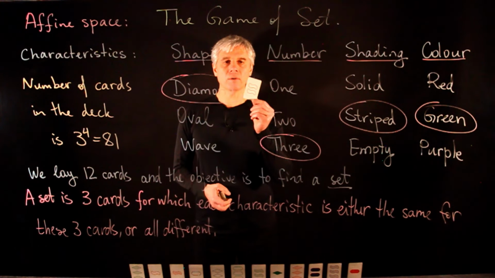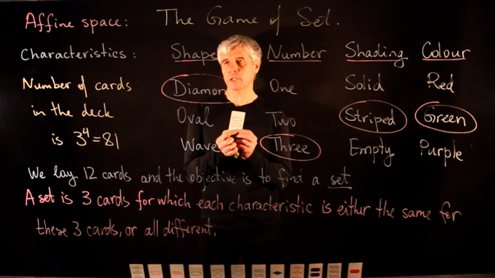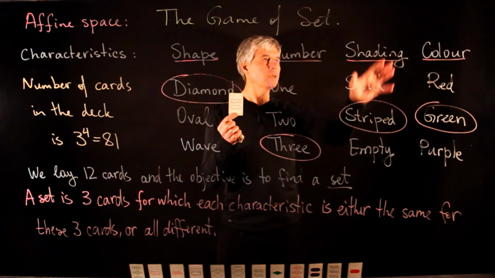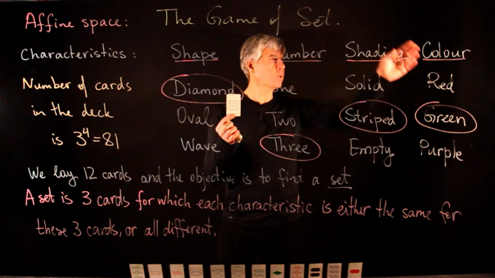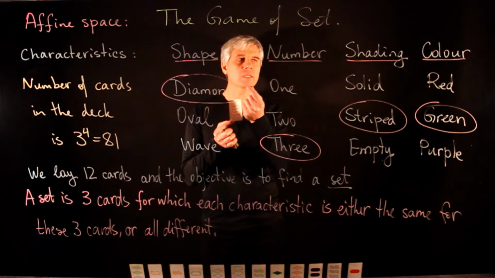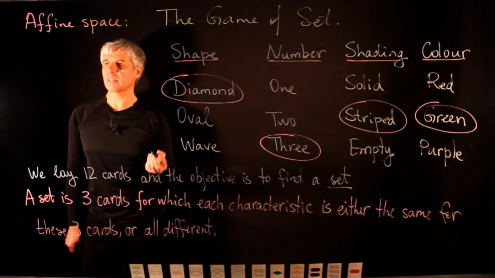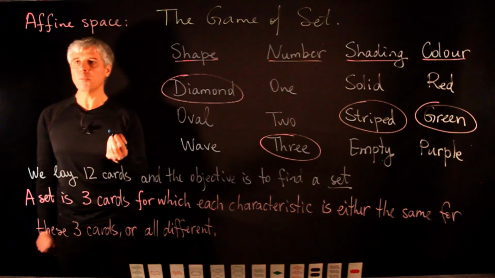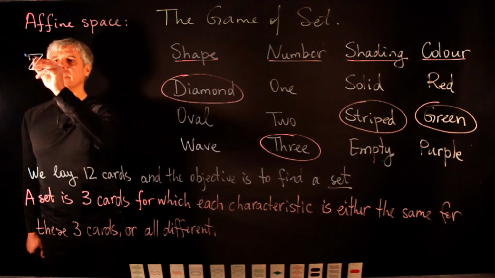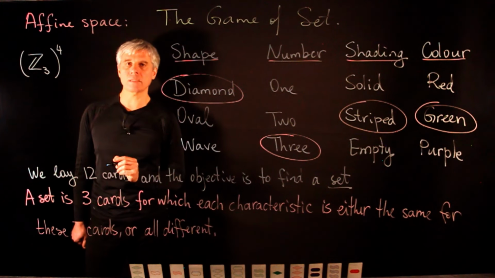So we can think of each card as a four-component object. We have one component for shade, one component for number, one component for shape, and one component for color. And each component has three possible values. This suggests that the deck of the game of Set may be modeled by taking a field of three elements and then taking the four-dimensional vector space over Z3.